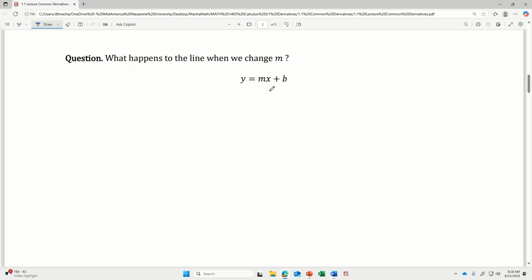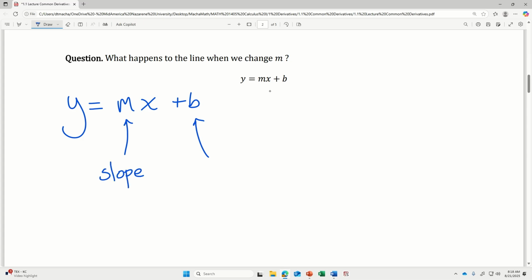We talked about this a little bit last time, but I want to jog your memory. When we have a line in the xy plane, we can write y equals mx plus b, and this is very often called the slope-intercept formula for a line, because whenever I look at the m constant, that's going to tell me the slope of my line. And whenever I look at the b constant, that's going to determine the y-intercept of my line, where the line passes through the y-axis.